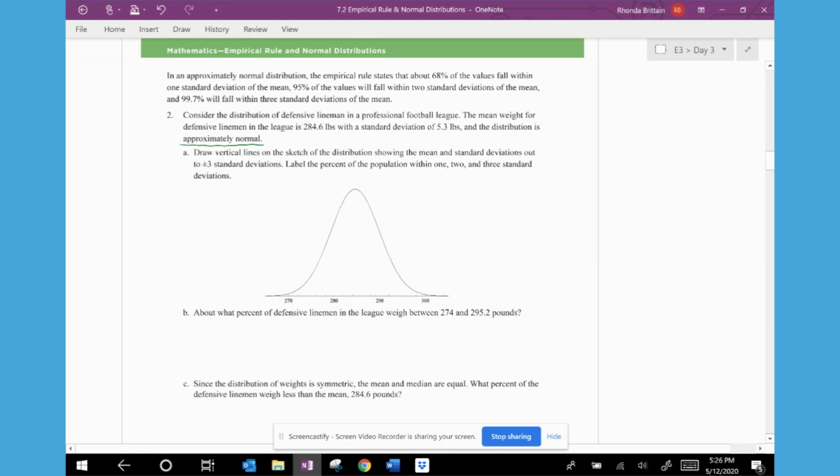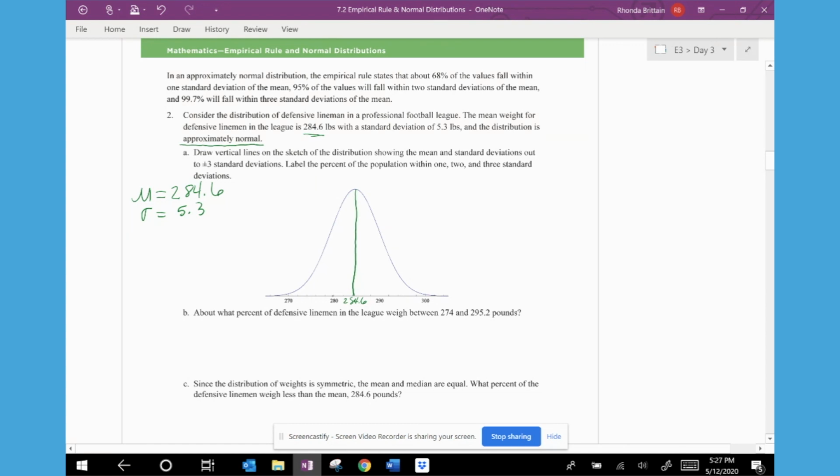On part A, we're going to draw vertical lines on the sketch of the distribution showing the mean and standard deviation out to plus or minus 3 standard deviations. We'll label the percent of the population within 1, 2, and 3 standard deviations. So we're not given the actual data here, but I do want to write down that the mean mu is 284.6 and the standard deviation sigma is 5.3. So we're going to need to estimate about where the middle is. So I'm going to draw a vertical line and I'm going to label that 284.6. I would encourage your kids to label this number line as well.